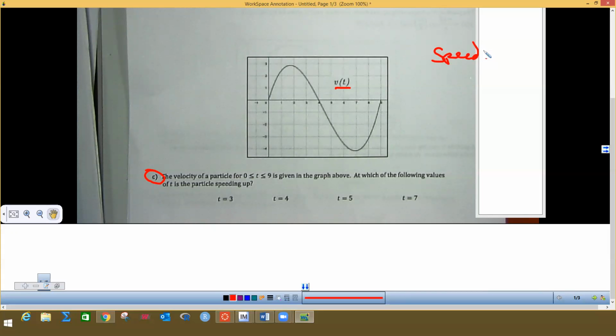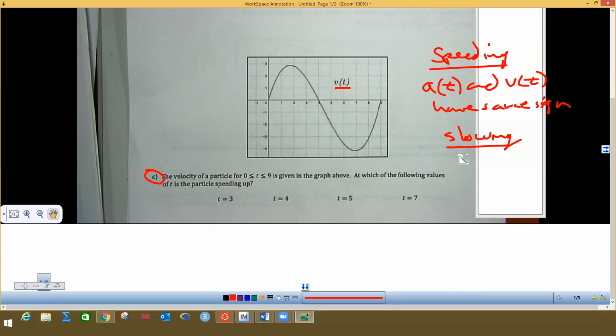In order to be speeding up, both your acceleration a(t) and your velocity v(t) have to have the same sign. So both positive or both negative. And if you ask me in class, I'll show you why. And then slowing down would mean they would have opposite signs. So a(t) and v(t) would have opposite signs. One would be positive and the other negative, or vice versa.